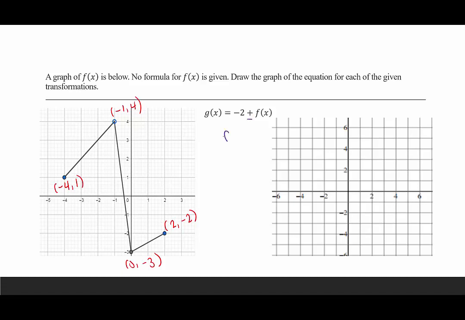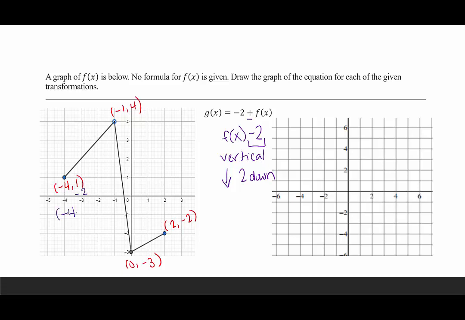So g of x is really f of x minus 2. This indicates that we do have a vertical shift. The whole graph is getting picked up and moved down 2 units. Moving down 2 units will affect the y coordinates. So let's map out what the new coordinates will be for our graph of g of x. If this is going to move down 2 units, we're going to subtract 2 from the y.